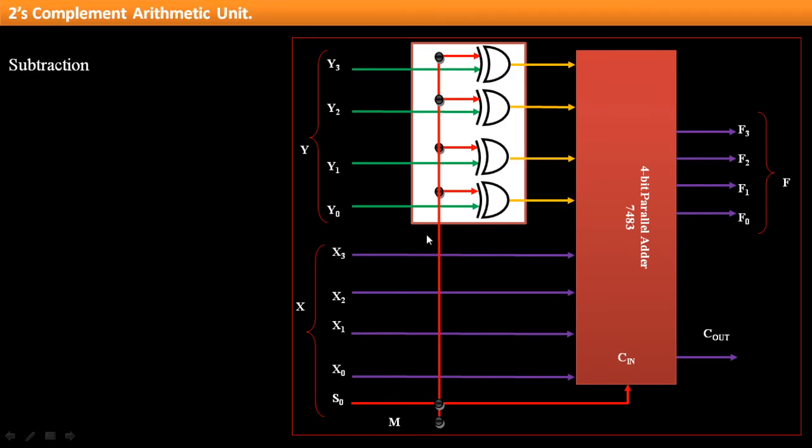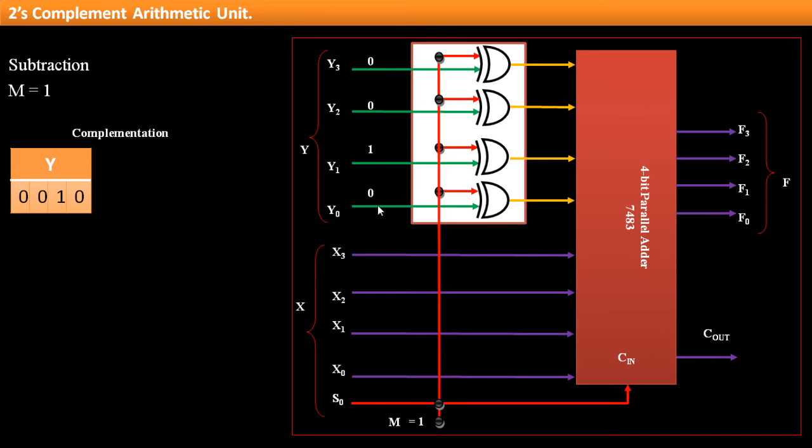Now subtraction is basically carried out using 2's complement method. In this method, M will be 1. What we can see here is M is 1, and the input is same 0010, that is 2. So if this is 1 and this is 0, then the inverted output will be available here. So when M is 1, this is actually working as a controlled inverter, and it provides a 1's complement at the output of it. So that is complementation, and now it is 1 1 0 1.